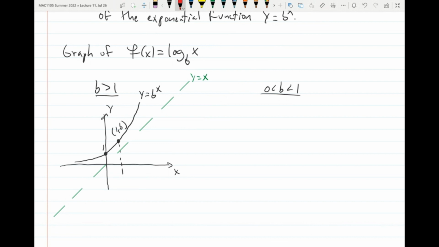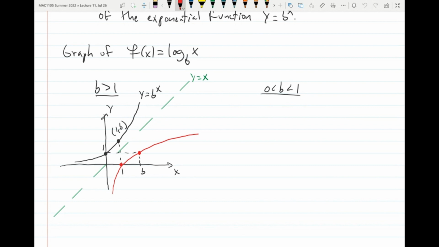For example, the point (0, 1) becomes, what does this become? (1, 0). So a point goes here, and then the point (1, b) becomes (b, 1). So let's say that b is somewhere in here because it's bigger than 1, right? So it's like that, and then just reflect that picture. You get something like this. Do you understand this?